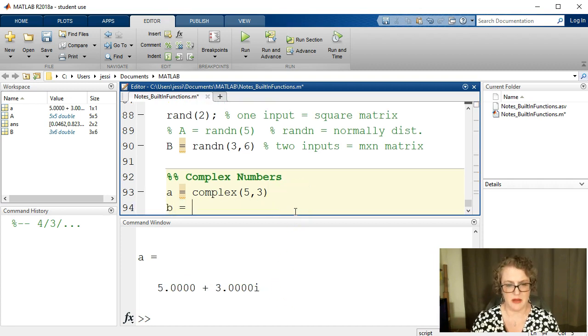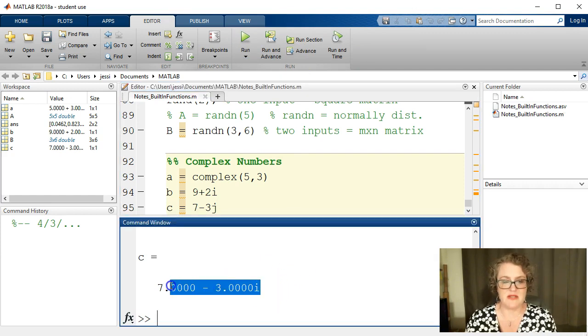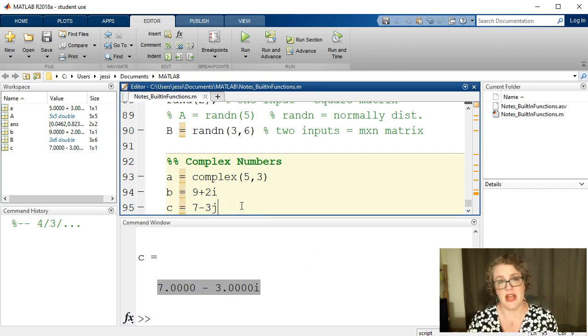You could also say B equals, just enter the i, 9 plus 2i. Oh, sorry, I'll use j in a minute, because j is another variable that means imaginary unit. So i and j are both special numbers to MATLAB. Let's say 3j. i and j mean the exact same thing. It's just that one of them is more often used by mathematicians and one of them is more often used by engineers. So MATLAB uses both. Notice that it's reporting it as an i even though I input it as a j, because MATLAB is trying to keep me consistent. So there's a bunch of different ways we can assemble a complex number.